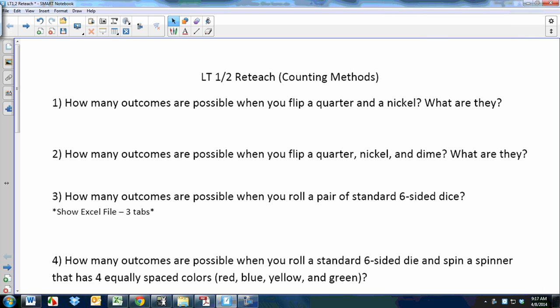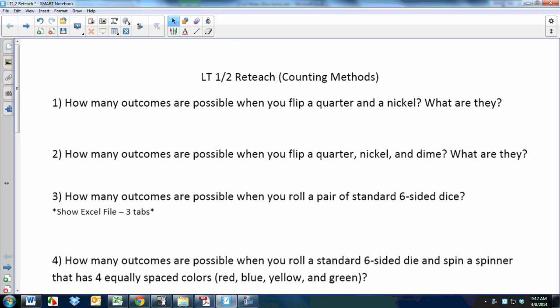All right, in reteaching learning target 1 and 2, I wanted to open up with a few questions that didn't even really involve fundamental counting principle or permutations and combinations, just counting things to see how they relate to counting things in general. Like for starters, number 1 here, how many outcomes are possible when you flip a quarter and a nickel?